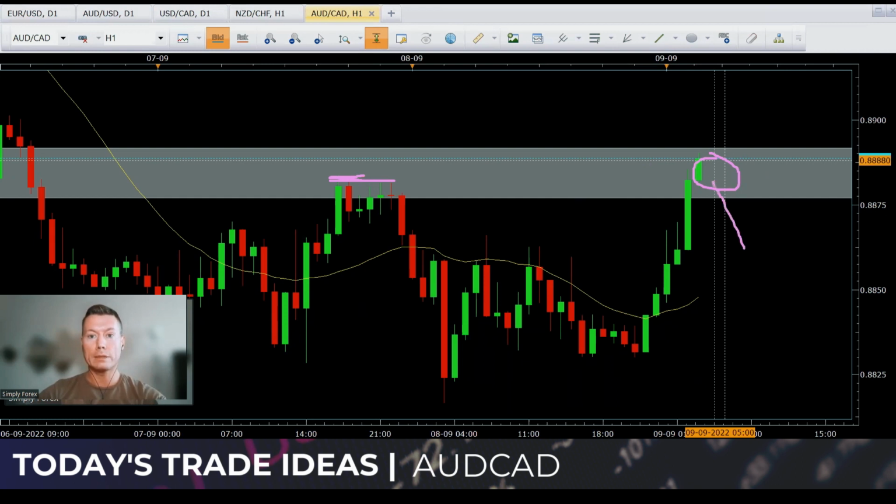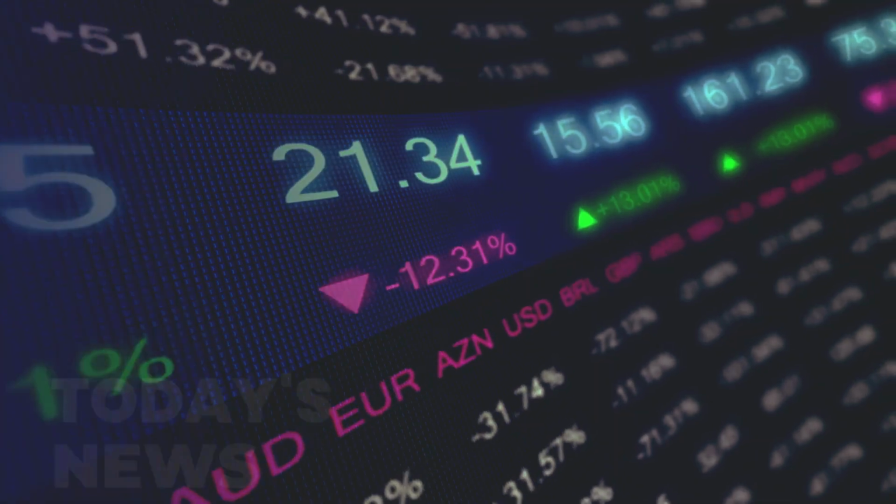We can then take price back down to the last H1 lows, close 80%, and then leave 20% to run down to our higher time frame target. All right, guys, so that's Aussie dollar, Canadian dollar short, but we have very stringent criteria to enter. Okay, guys, they're the two trade ideas for today. Let's take a look at the news now.